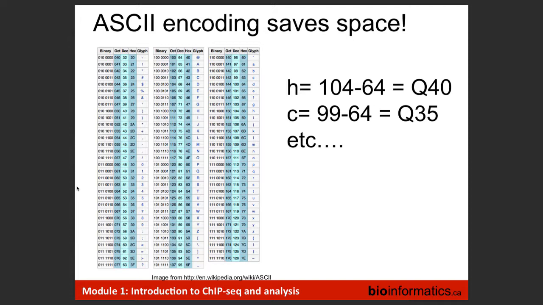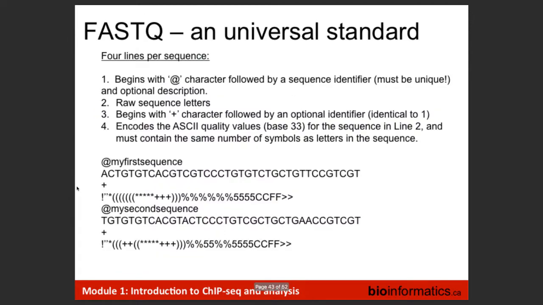So 104 minus 64 would give you a quality score of 40. If you go back into some of the older data that's in the public repositories, you'll see that some of it is encoded in ASCII 64. All data from the last 5 years or so is in ASCII 33, which is essentially a different base. ASCII 33 is the last non-character, which is why it was used in the encoding.